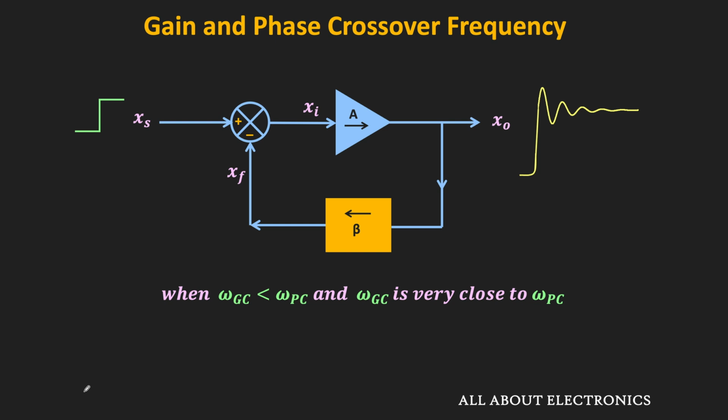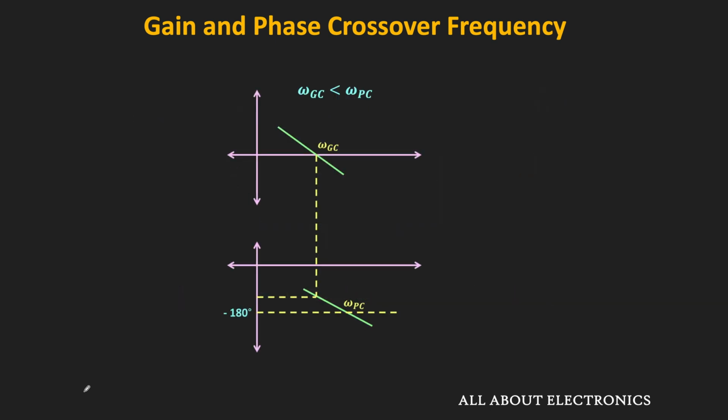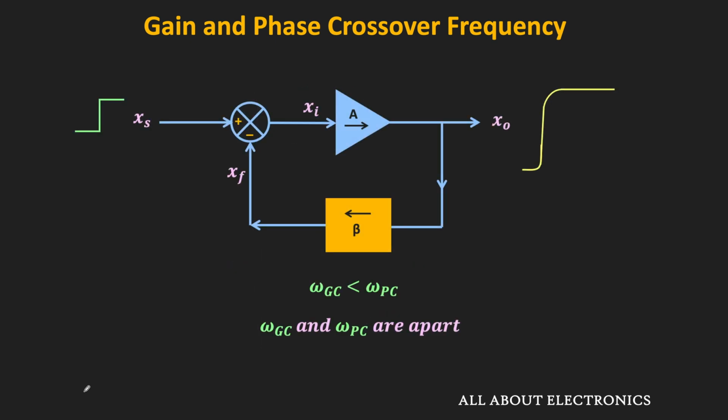So for better stability, we want this gain crossover frequency to be less than the phase crossover frequency, and at the same time they should not be very close to each other. So this is the third case where this omega GC is less than the omega PC and both are apart from each other. So in this case, when we apply a step input, this is how the response will look. And as you can see, it is the response of the more stable system. That means whenever this gain crossover frequency is less than the phase crossover frequency, and they are apart from each other, then the response of the feedback amplifier will be more stable.